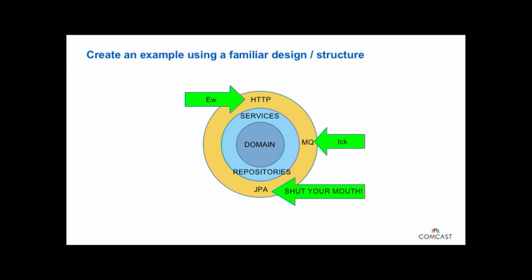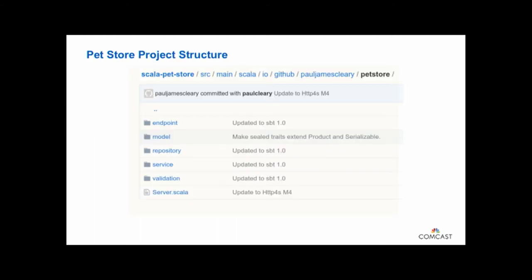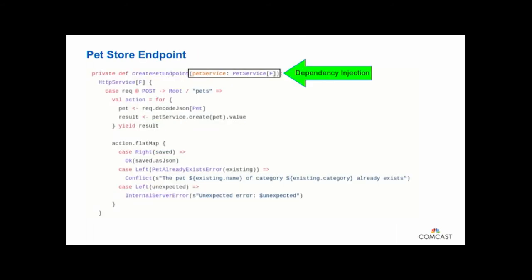So like, if you have a banking domain, it shouldn't be dealing with HTTP within your domain. So if you look at the pet store structure, you can identify where all this code lives, right? In the endpoint, I know HTTP things are in there. In the repository, I know that database things are in there. So I can start to relate to this as an OO guy.